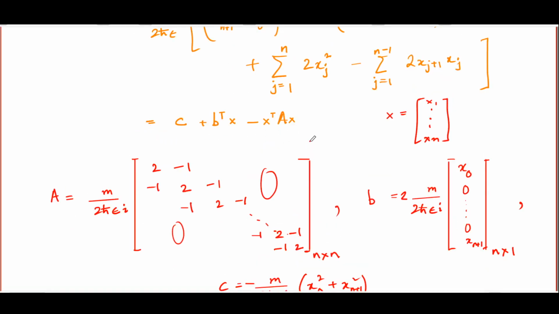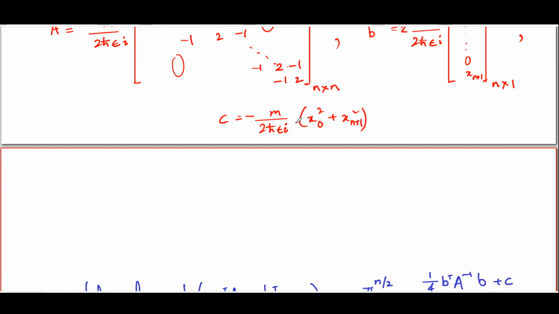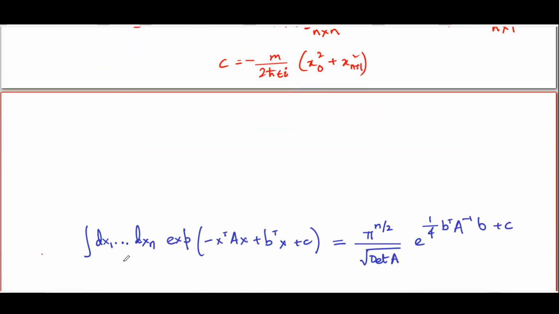This, of course, is nothing but the exponent that you have to integrate over x1, x2, x3 up to xn. For this, we make use of the standard Gaussian integration result, that this integral over x1 to xn, ranging from minus infinity to plus infinity for each one of them, of this exponential of this quadratic form, happens to be pi to the n by 2 by square root of determinant of A, e to the power 1/4 b transpose A inverse b plus c. This is the formula which we derived, if I remember correctly, in the second lecture of the series. Or perhaps in the first, I don't really remember exactly right now.